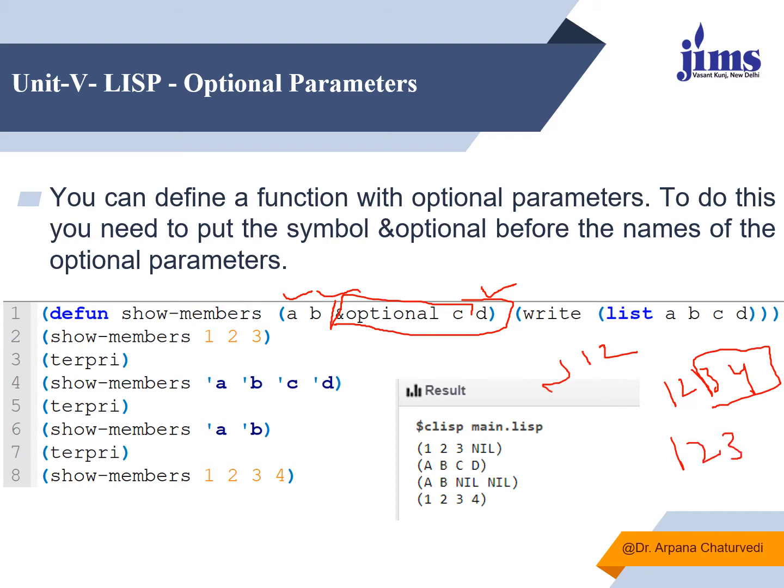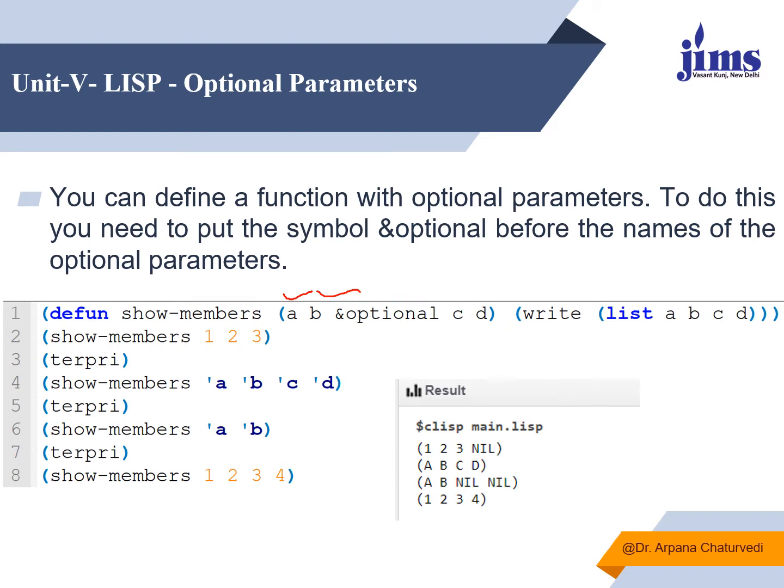But minimum 2 and maximum 4, in between you can pass 3 arguments also, because both of the last 2 arguments are optional. So in this example we see how it is happening. I have mentioned a function within the parenthesis started with defun. The name of the function is show members. Within this, the list of parameters contains 4 parameters, 2 mandatory and 2 optional. The names of the optional parameters are C and D, and the mandatory are A and B.